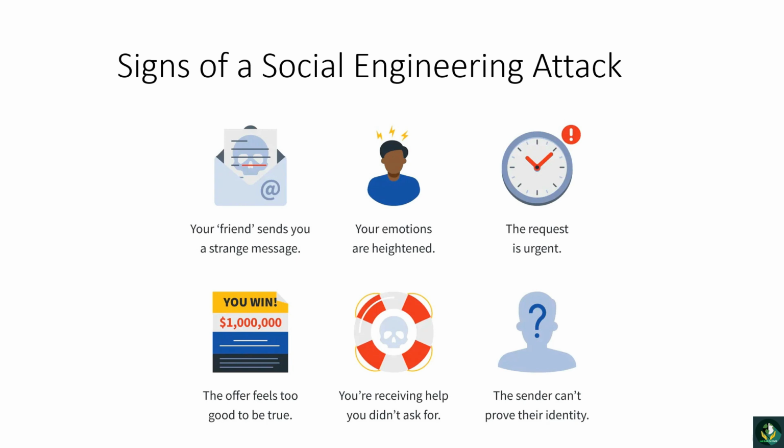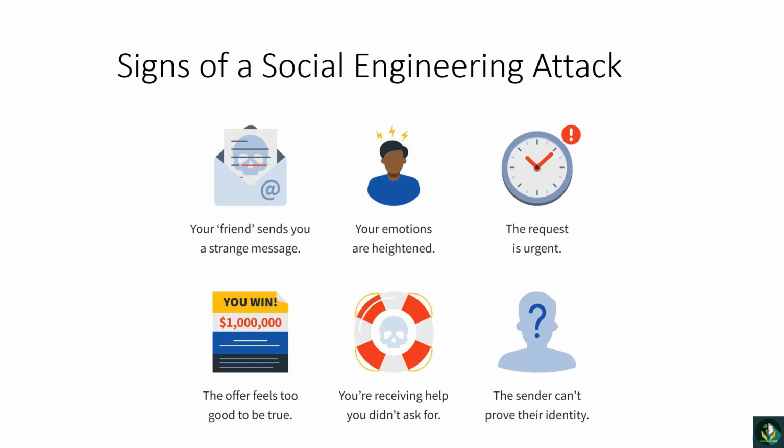Your emotions are heightened. The more irritable we are, the more likely we are to let our guard down. Social engineers are great at stirring up our emotions like fear, excitement, curiosity, anger, guilt, and sadness. In your online interactions, consider the cause of these emotional triggers before acting on them.